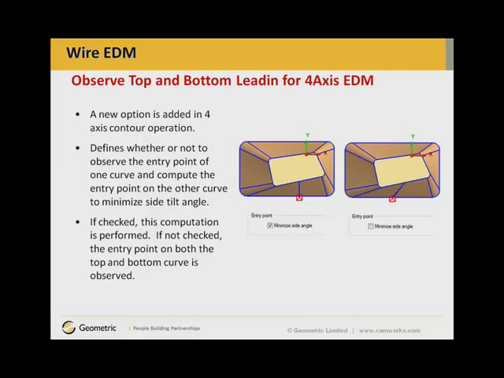The option is entry point, and the checkbox is minimize side angle. So you can see from the image on the left, where this minimize side angle is checked, the entry point of one curve is calculated with respect to another curve in a 4-axis Wire EDM operation. And on the right, where the minimize side angle is unchecked, the entry point of one curve is independent with respect to another curve. So let's see this with the help of an example file.